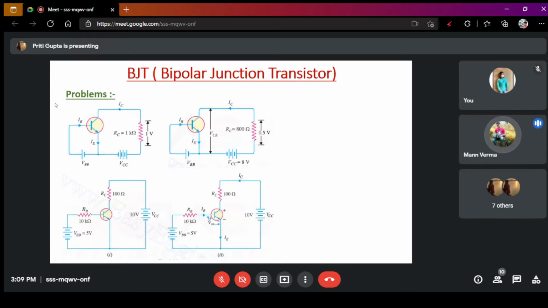Ten to the power minus 3 ampere. IC is coming 10 to the power minus 3. Yes, ma'am, that is 1 milliampere. Write down: 10 to the power minus 3 ampere means 1 milliampere. Simple.